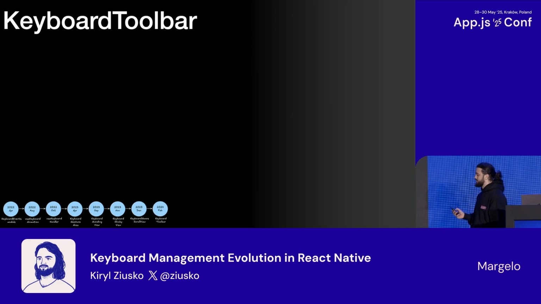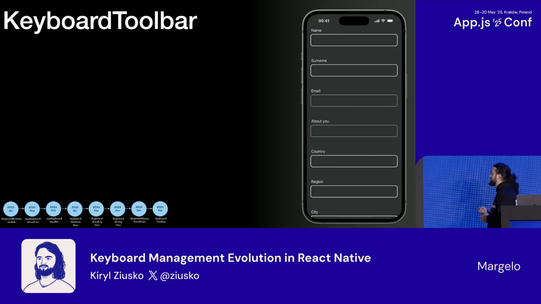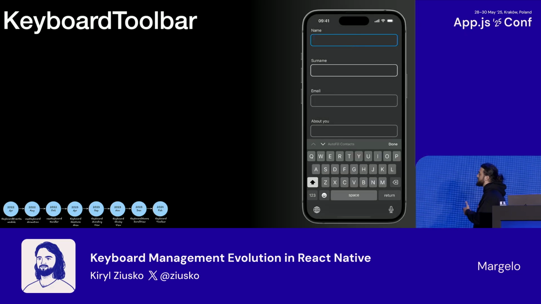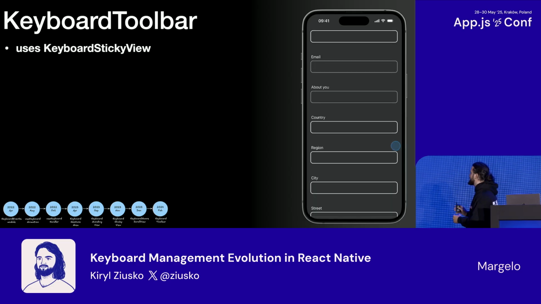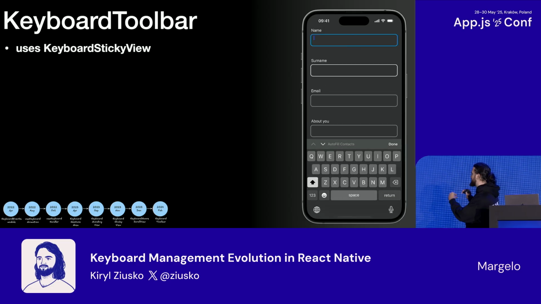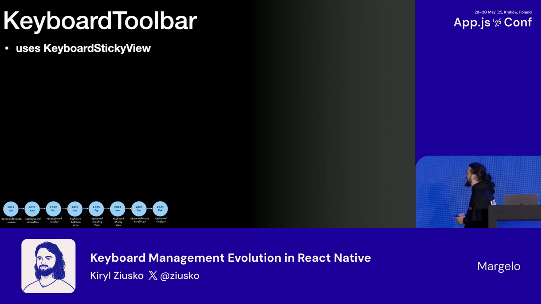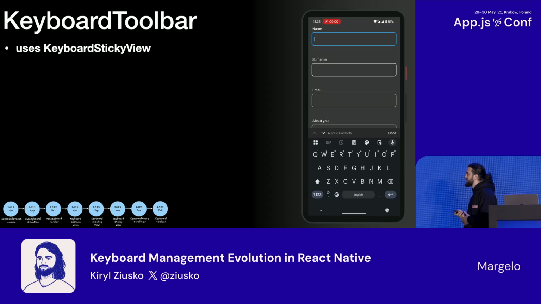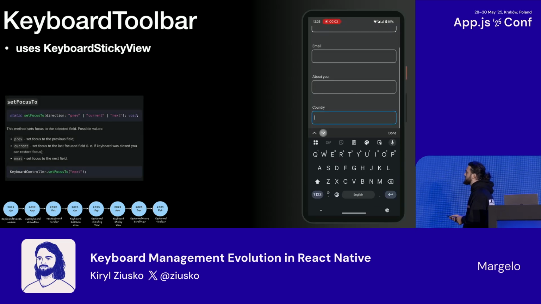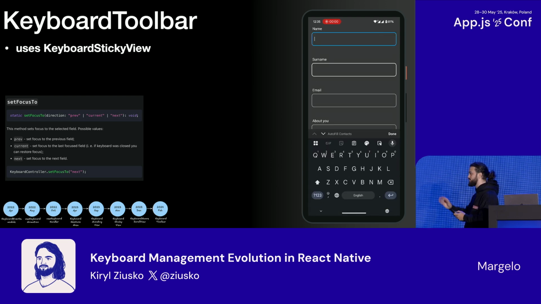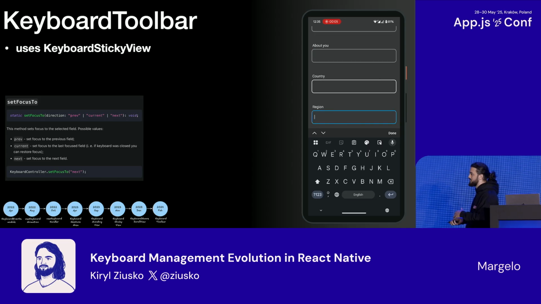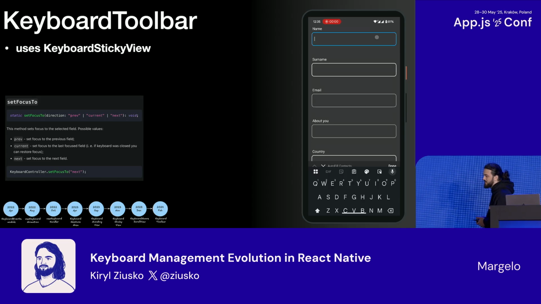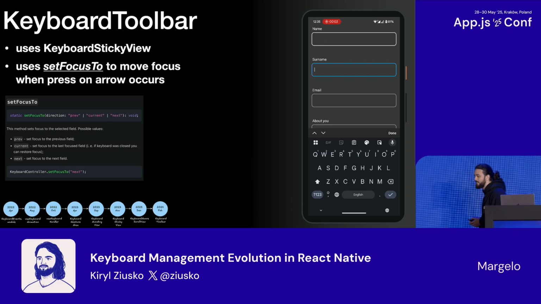And we also noticed the keyboard toolbar in the beginning of the presentation, and we can rebuild it. We can utilize keyboard sticky view to make our toolbar always stay above the keyboard. And we can utilize a pretty simple API called setFocusTo, which basically gives you the ability to move focus from a currently focused input in a given direction, or restore focus if the keyboard was already closed.